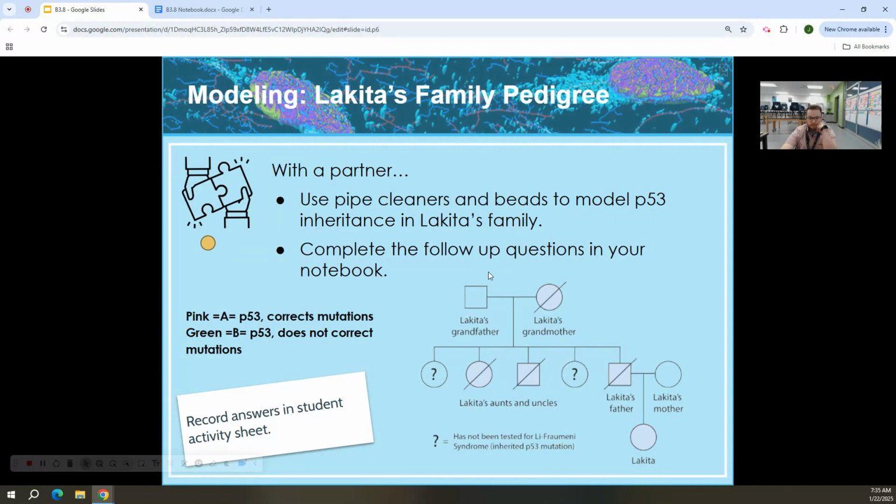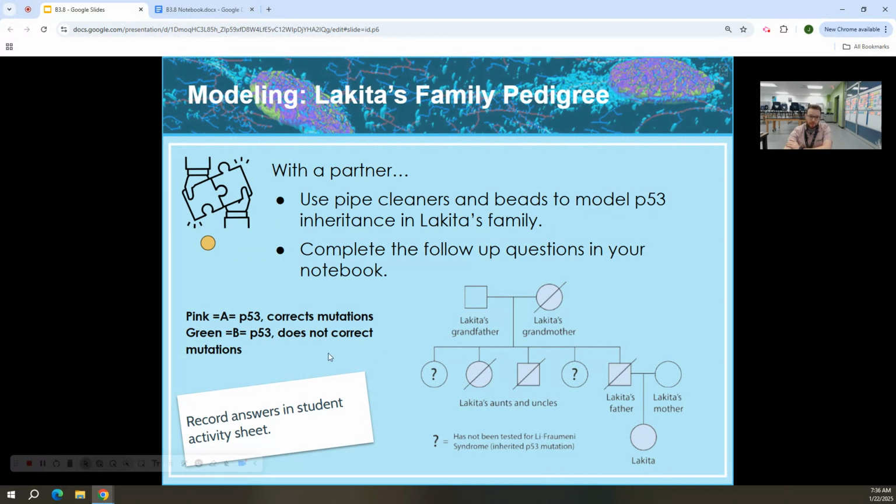Okay, and again, we went through that Lakita's grandfather does not have LFS, so what are his allele combinations? He's only got one combination. He can have 2 chromosomes that do not have a defective p53 allele, so they're both going to be pink. And then her grandmother has 2 possible combinations, and you can pick from those 2. It doesn't matter to me which combination you do.